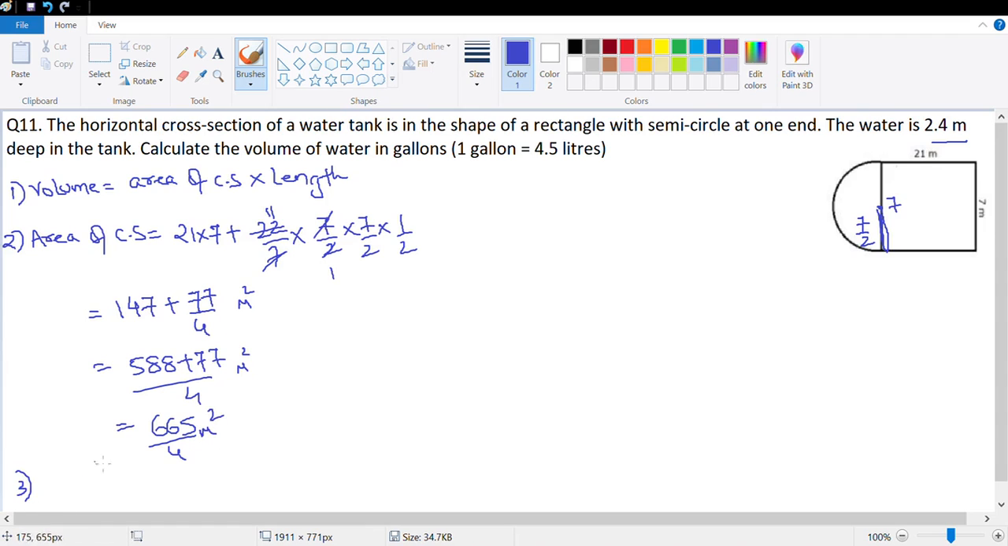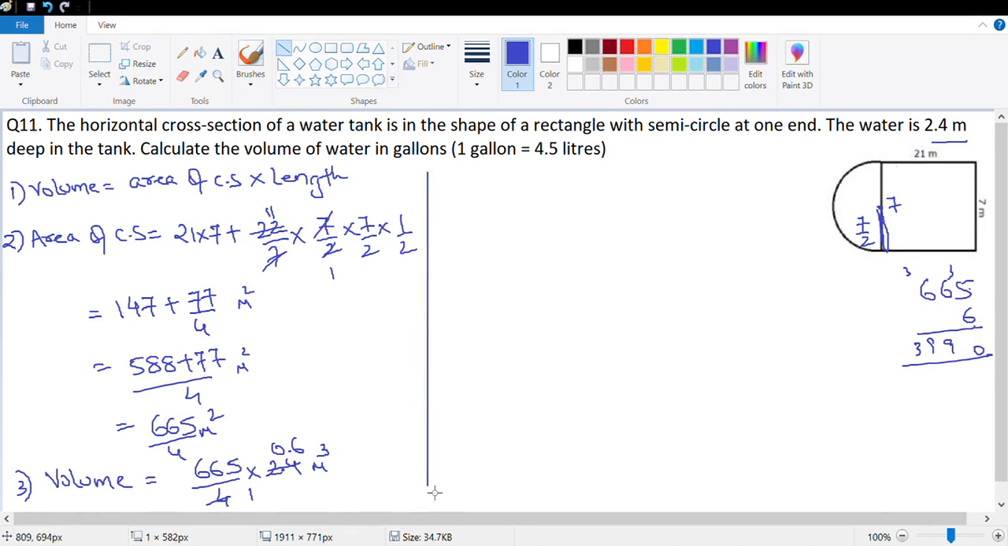Number 3, we need to calculate the volume. So volume will be equal to area of cross section, which is what we calculated, 665 upon 4, into the length, which is 2.5, and the unit is meter cube. 4 into 1, 4 into 0.6. Now we need to multiply 665 into 6, 6 into 5, 30, 36 plus 3, 39. So that's 3990, one decimal, so that's 399. So this is 399 meter cube.